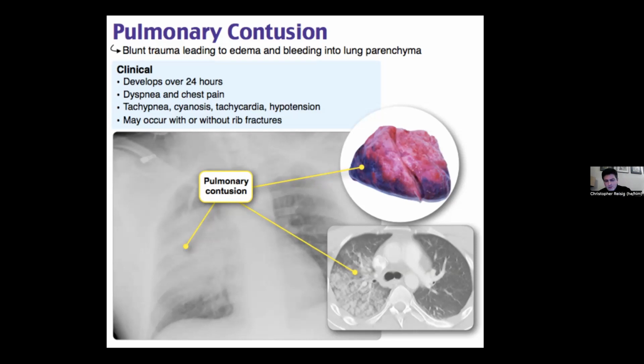So this is what it would look like, but this is obviously a delayed x-ray too. Shouldn't expect to see this. But if you have a patient who's hard to ventilate after a blunt force trauma to the chest, one thing to think about is an underlying pulmonary contusion for them.